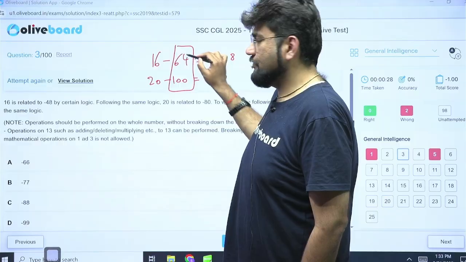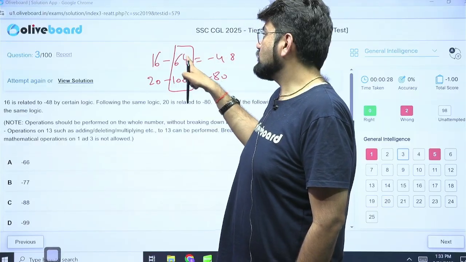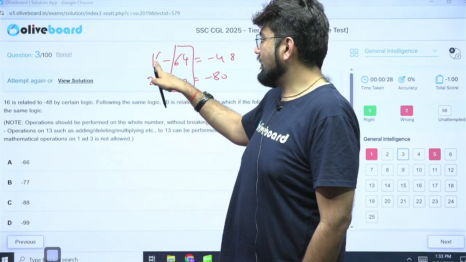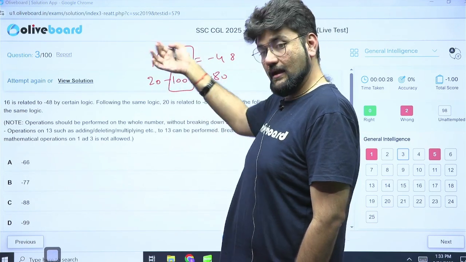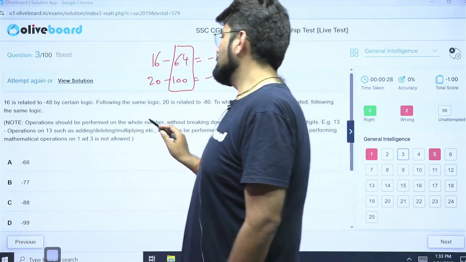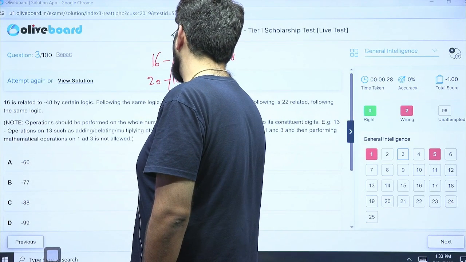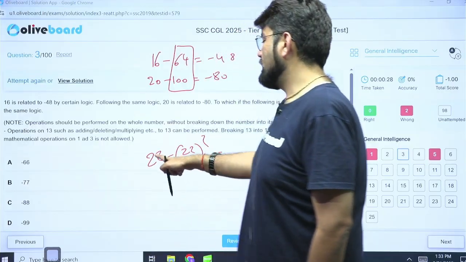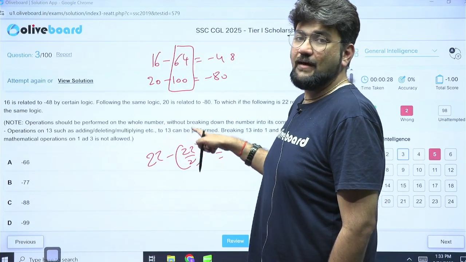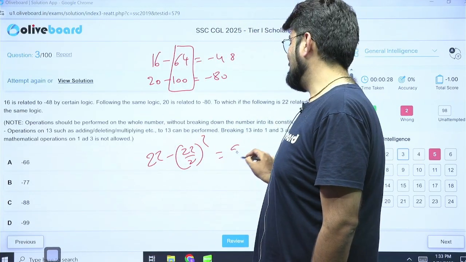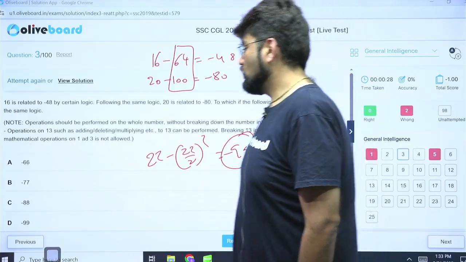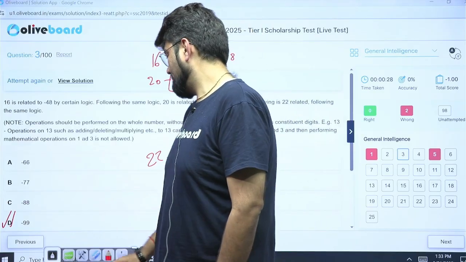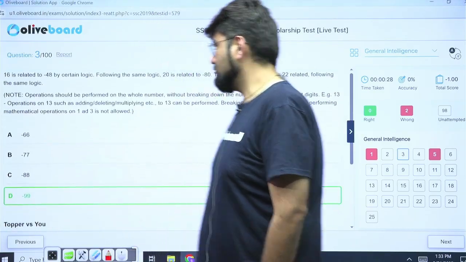Now, what do these numbers tell you? These are definitely perfect squares: perfect square of 8, perfect square of 10. So you are dividing the number by 2, squaring it and subtracting it from the number itself. Based on that logic, 22 minus (22 by 2) whole square will give you your answer. So 22 minus 121, and minus 121 plus 22 is minus 99. So option D is the correct answer. Next.